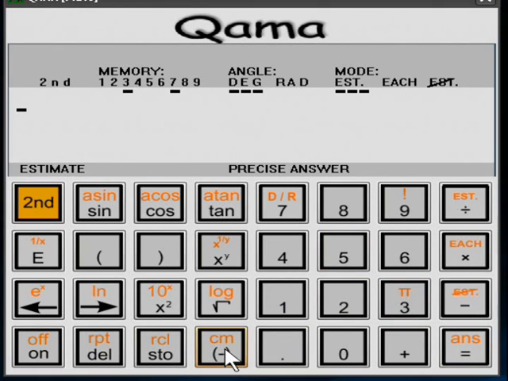This key clears memories before a task is entered. To use a result in the next task, press second answer.